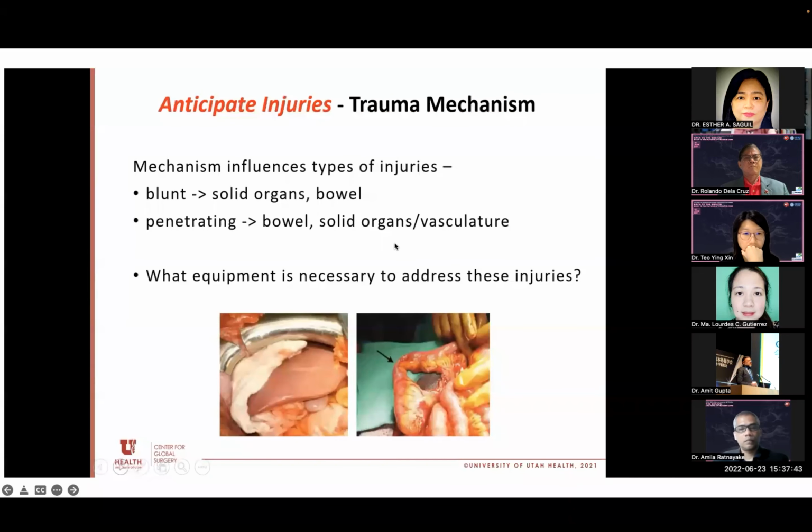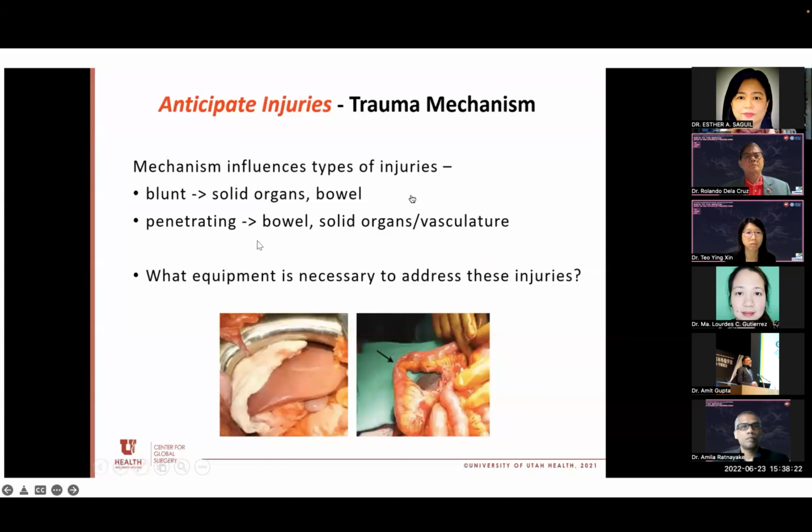So when you think about how to anticipate injuries, obviously a good place to start is a trauma mechanism. Mechanism affects the types of injuries because a blunt injury, for example, a fall from a significant height, whether it's 3 or 4 meters or higher, often leads to solid organ injury on top of potentially spinal cord or brain trauma. Sometimes high-speed car crashes, for example, lead to bowel injuries, such as this one pictured below called a bucket handle injury, where the mesentery is avulsed from the small bowel.